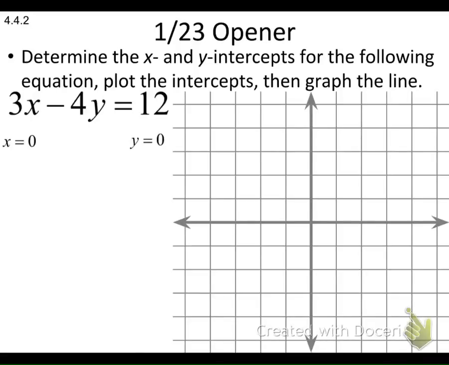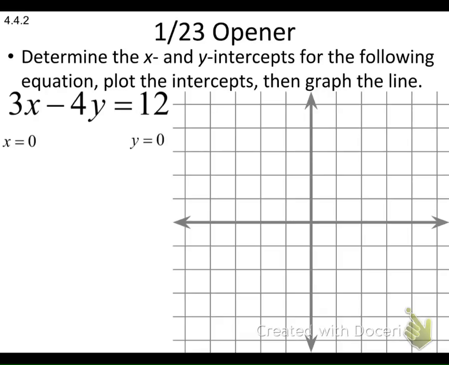So, today's opener goes over using intercepts to graph lines. What we're going to do is determine the x and y intercepts for the following equation, then plot the intercepts, then graph the line. Now, what does an intercept mean? If a line intercepts something, what does that mean? Both axes. Yeah, it goes through the axis. So, it's where that line goes through the y-axis and then the x-axis.